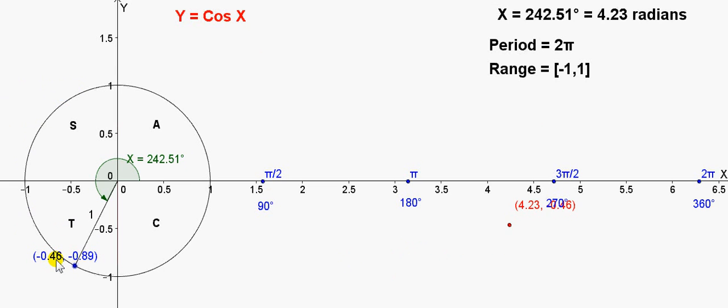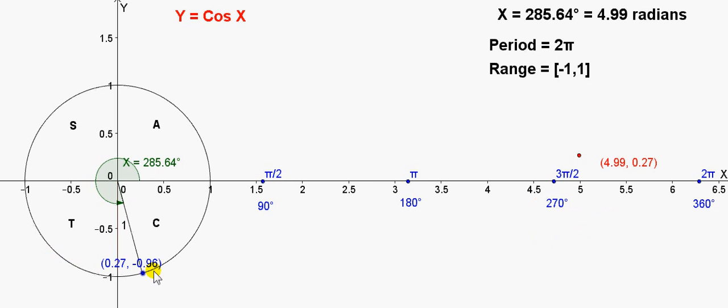The x value of this point here is minus 0.46. That happens for an angle of 4.23 radians. So a point on the graph has coordinates 4.23 comma minus 0.46. So the y value of this point here is actually the x value of this point here, if you want to compare them.